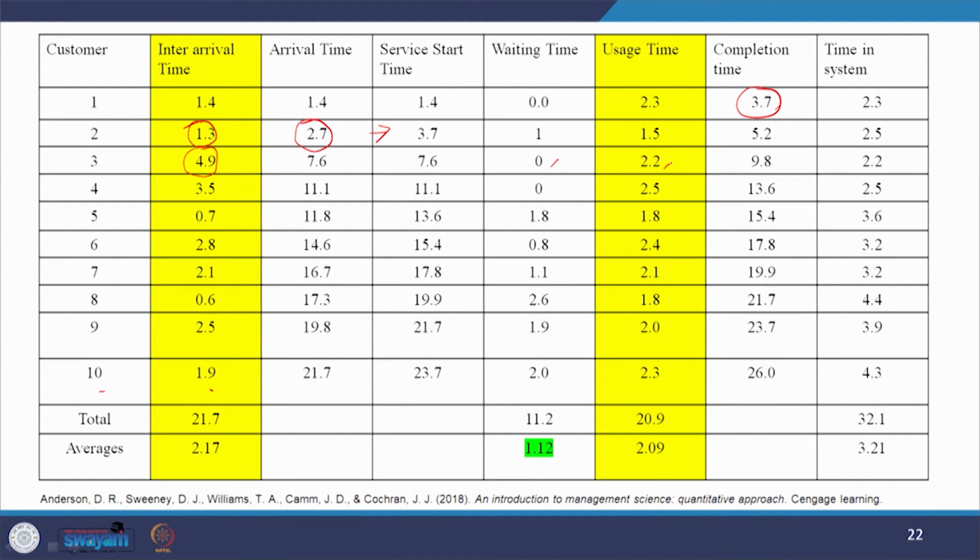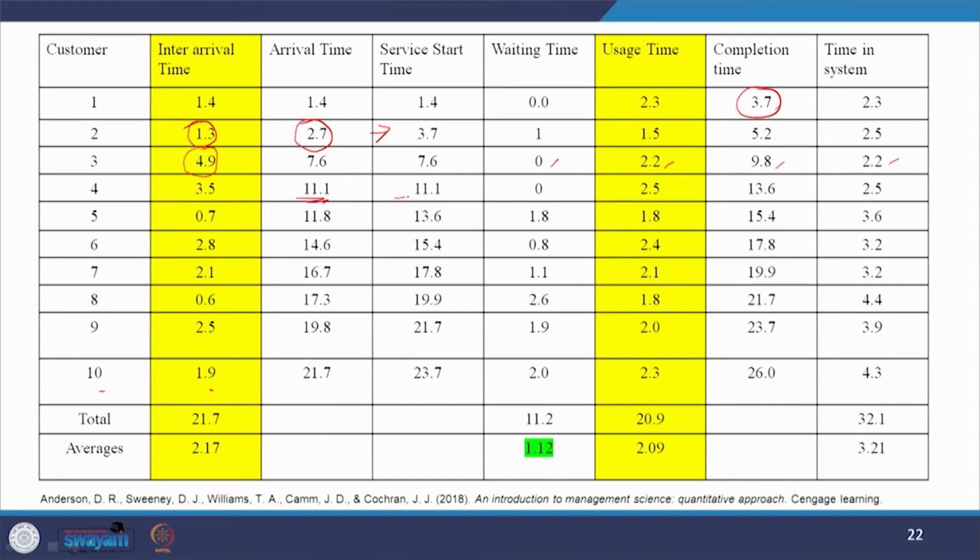He will use it for 2.2 minutes, and he will complete the service at 9.8 minutes. What is the time in the system? 9.8 minus 7.6, that is 2.2. Now, you see the fourth customer, inter-arrival time is 3.5. So 3.5 plus 7.6 is 11.1 minutes, but the ATM is free from 9.8 minutes onwards.